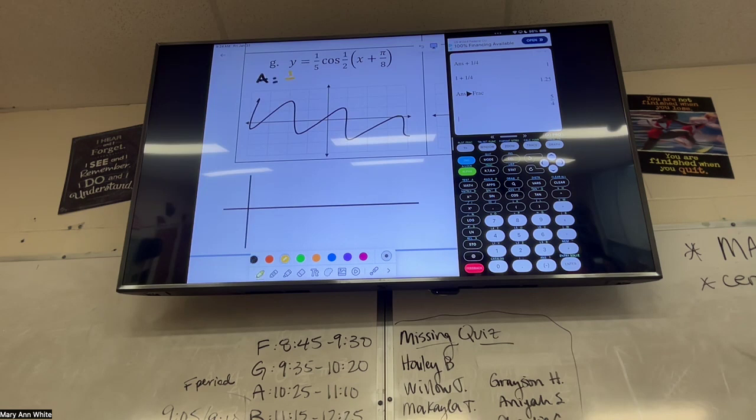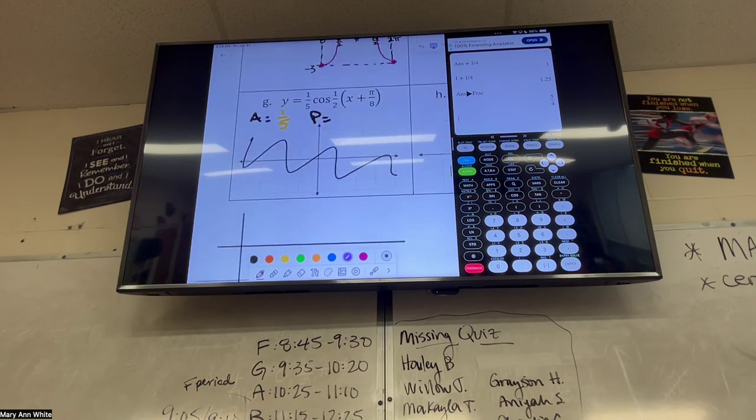Okay. With letter G now, what's my amplitude? 1/5. What's my period gonna be? Normally it's 2 pi divided by b. What's my b here? Good. What's 2 pi divided by 1/2? 4 pi. When you divide by a fraction, remember we've done a lot of these, we multiply by the reciprocal, so I get 4 pi. And then now I got to do my phase shift.